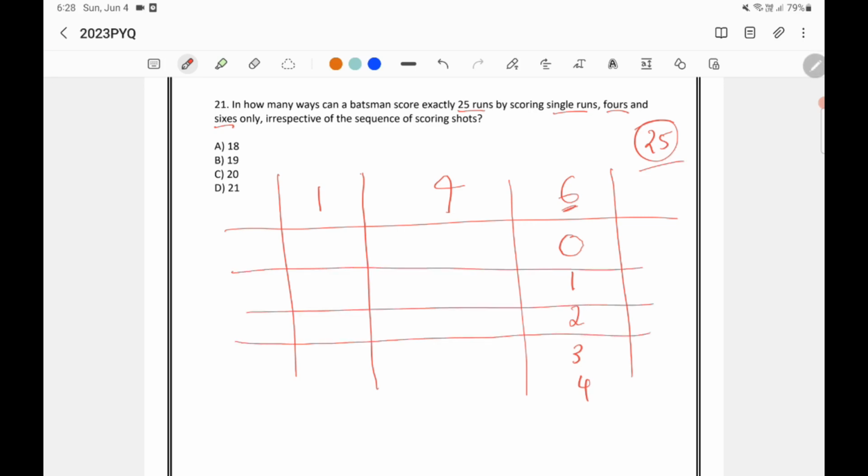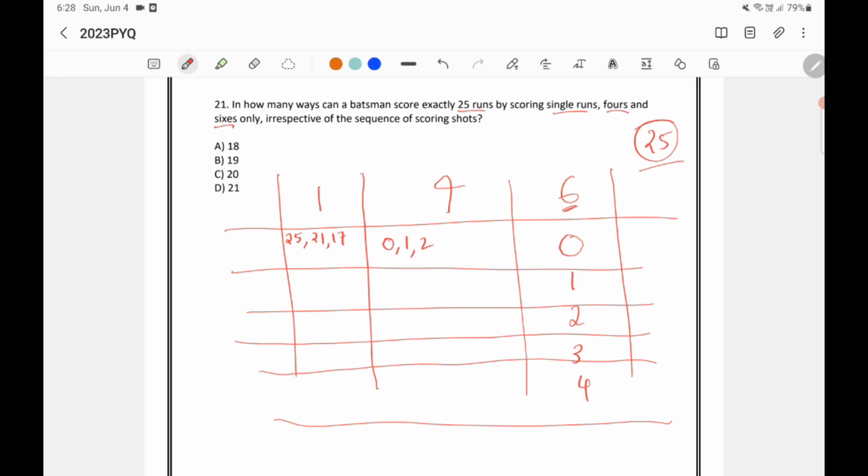What happens if I score 0 sixes? How many possibilities are there? Then if I score 1 six, how many possibilities are there? We will do it like that. So let's say I've scored 0 sixes. Then I can score 0 fours, and in that case all the 25 runs I need to take as singles. Now if I score 1 four in 25, the rest is 21, right? So all those 21 runs I need to score as singles. Now if I score 2 fours, 8 runs are gone, so the balance is 25 minus 8, which is 17. So 17 runs I need to score as singles.